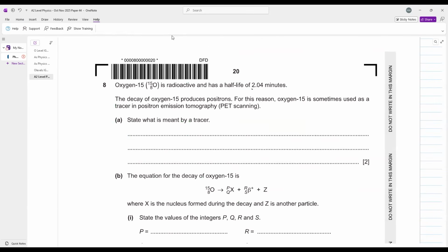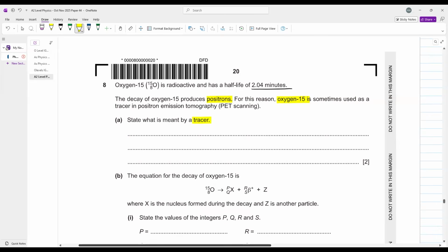Oxygen-15 is radioactive and has a half-life of 2.04 minutes. The decay of oxygen-15 produces positrons. For this reason, oxygen-15 is sometimes used as a tracer in positron emission tomography, PET scanning. State what is meant by a tracer.